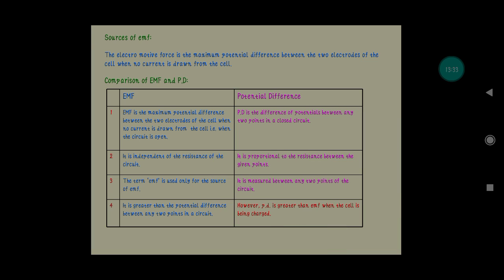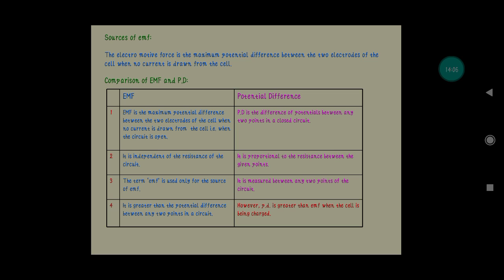Now, the second point tells you that EMF is independent of the resistance, but the potential difference obviously depends on the resistance. EMF is only used for the source. Here, the potential difference is measured for any two points, as I said, like across two resistances, we can measure it anywhere. So EMF is greater than the potential difference between any two points, but what about the other case? The potential difference is greater than EMF when the cells are being charged, but that will not always be the case. You can say that the potential difference may be less than the EMF value, right?